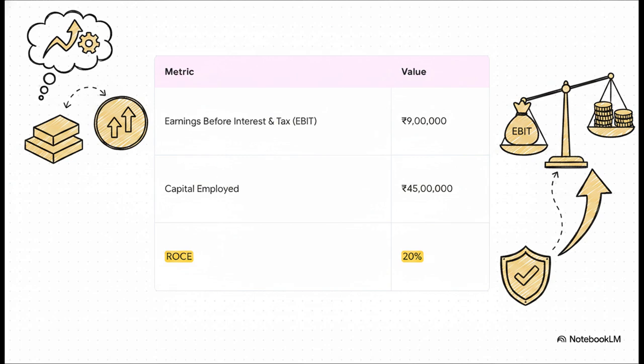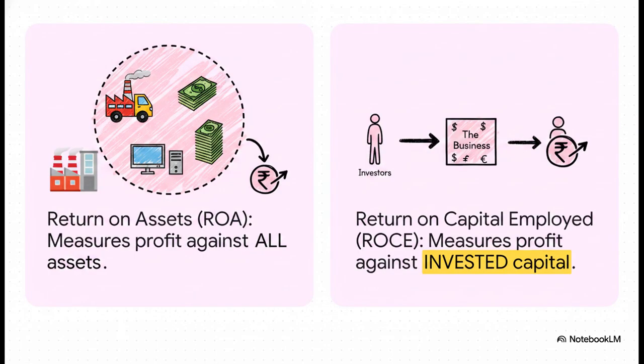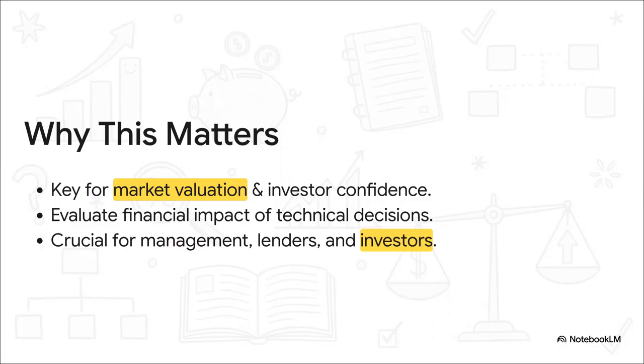So, to make sure we've got the difference straight, think of ROA as the big picture. It looks at how every single asset is being used to make a profit. ROCE is more focused. It gives you a sharper view on how well the company is using the specific money that investors and lenders have given it. And look, at the end of the day, these numbers aren't just for accountants. They are literally the language of business. They have a huge impact on market valuation, on investor confidence. For people running the company, they're essential for making smart decisions. And for investors, they're absolutely crucial for judging a company's health and its future.